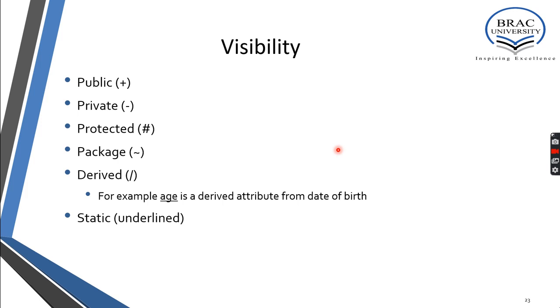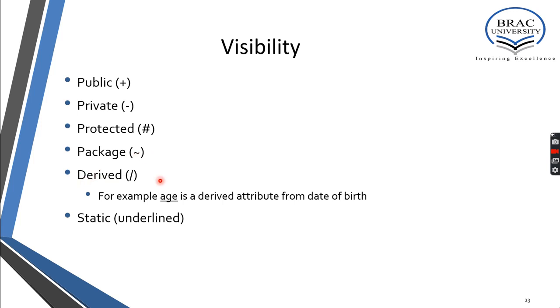Public means everyone can access it, private means only the class and the child class can access it, and protected means it can be accessed by the package. And the package can also be drawn here as a variable. If it is a package, then it should be indicated by this sign.